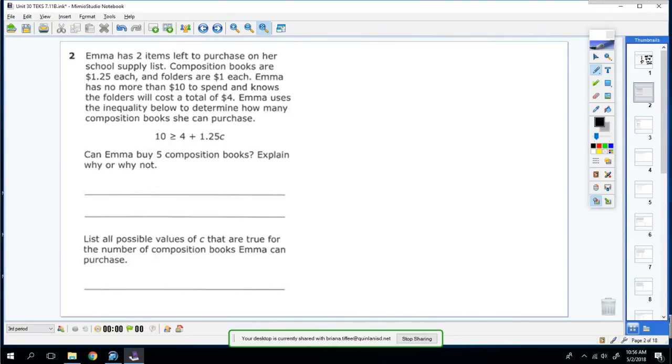Number 2, Emma has 2 items left to purchase on her school supply list. Composition books are $1.25 each, and folders are $1 each. Emma has no more than $10 to spend and knows that the folders will cost a total of $4. Emma uses the inequality below to determine how many composition books she can purchase.